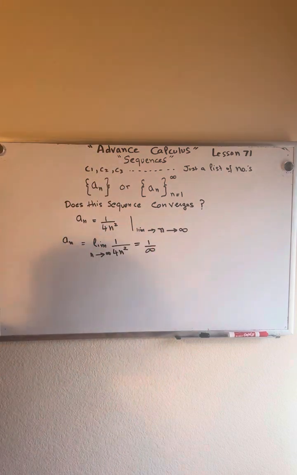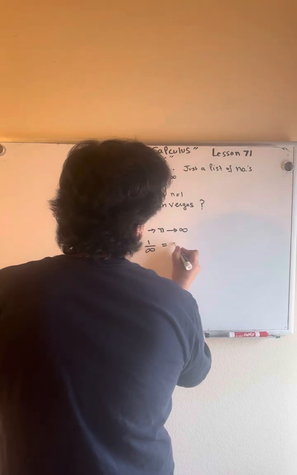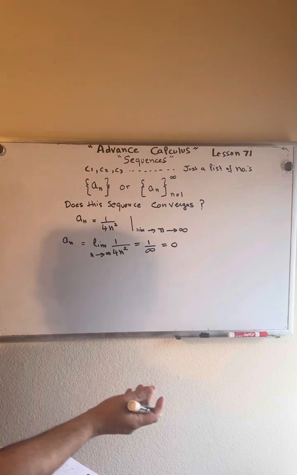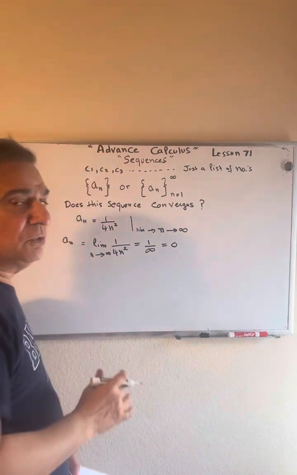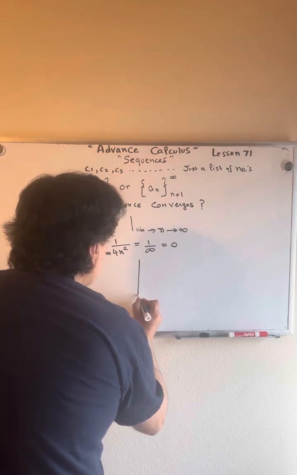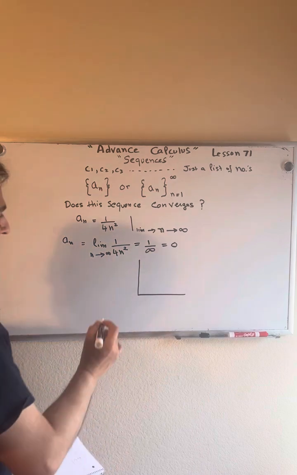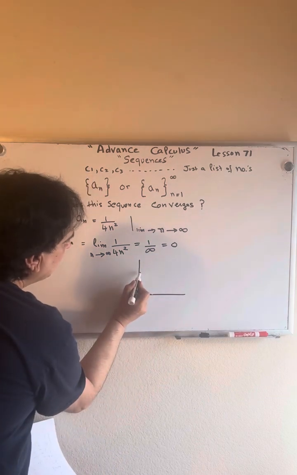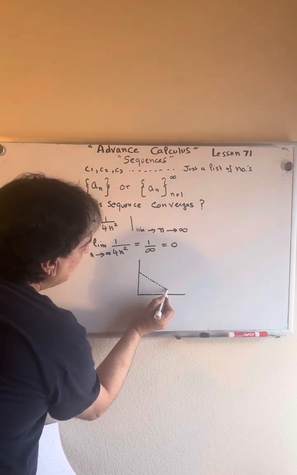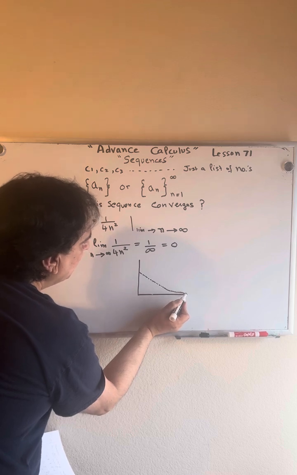And what is that? What is 1 over infinity? 1 over infinity is 0. Okay. So then, do we know if this particular sequence converges or it doesn't? It does converge, and it converges to 0. So this function is going to be like this. It starts from right here, goes down, and then finally converges to 0 right here.